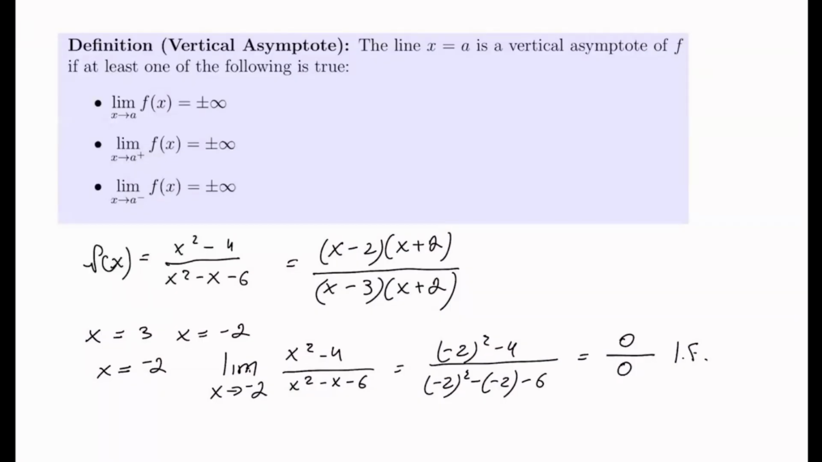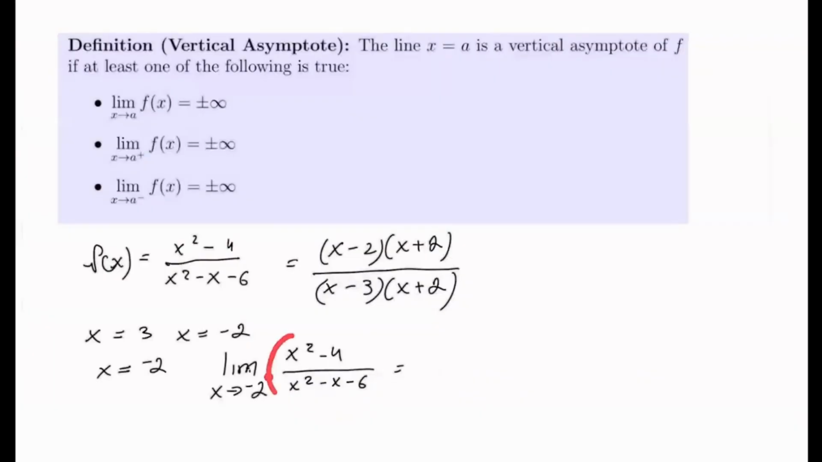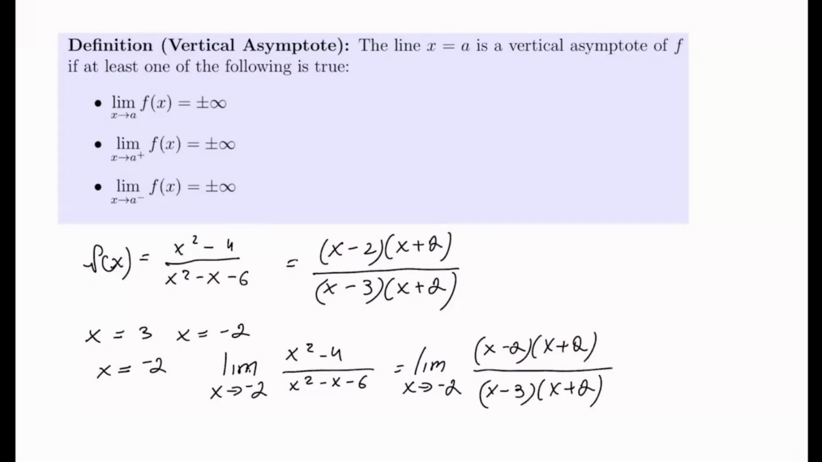That means that we need to manipulate this expression to find the limit. So that means that the limit actually exists, but we need to first simplify this expression to find that. So as before, let me write this expression factored out. I have the limit as x approaches -2 of (x - 2)(x + 2) over (x - 3)(x + 2), and I can cancel this x + 2 here, and I get the limit as x approaches -2 of (x - 2) over (x - 3).